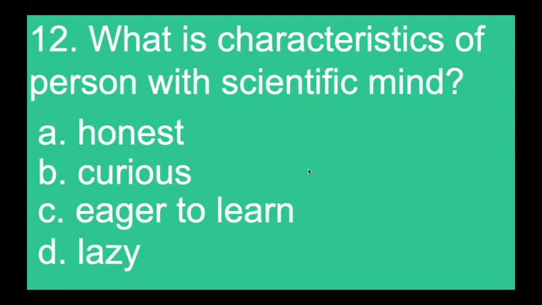Okay. Write down number 12 and answer. Choose A, B, C, or D. I give you a tip. Here we have more than one right answer. Choose the right characteristics of a person with a scientific mind. A, B, C, or D. More than one, right?